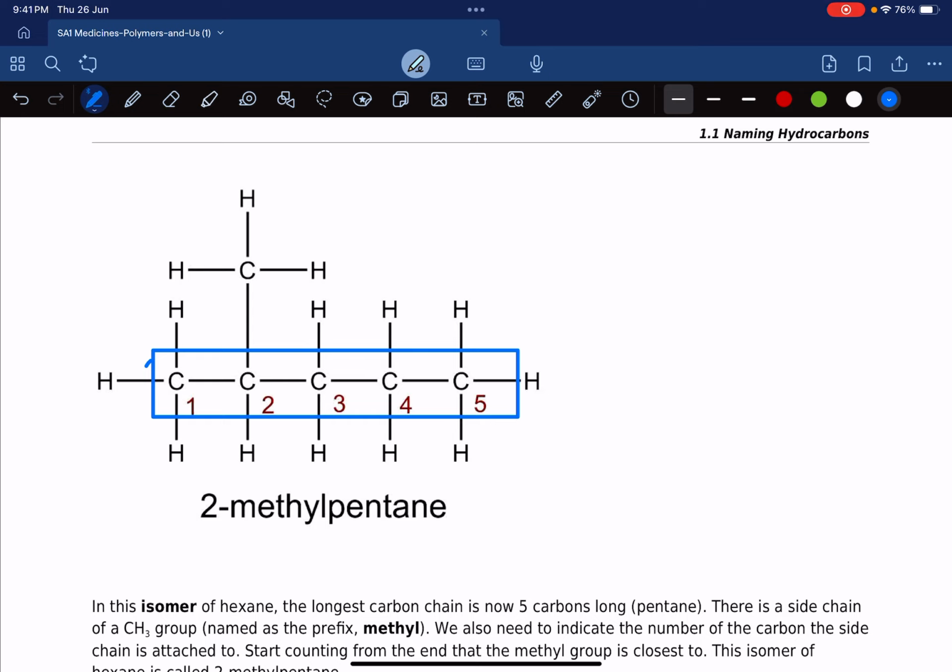Why do we start numbering from the left hand side here? Why did I start numbering from 1, 2, 3? Why didn't I start numbering from here, 1, 2, 3? Why didn't I do that? The reason is, now that I've drawn a box, you notice that there is this thing sticking out here. Do you see this? This is called a branch.